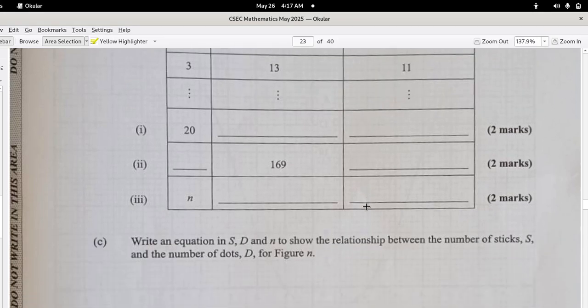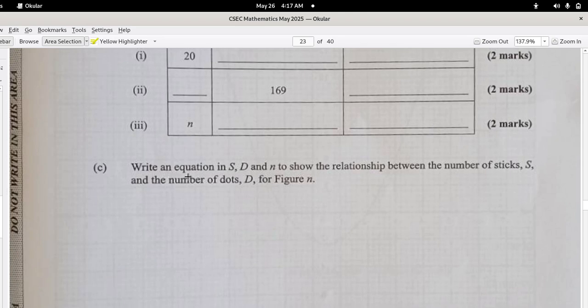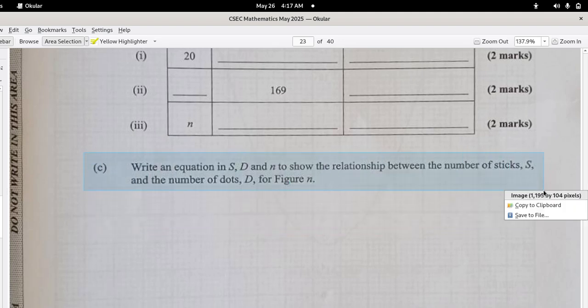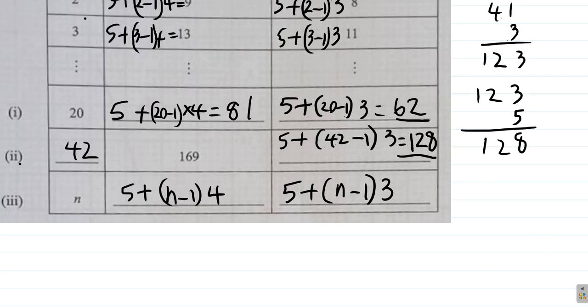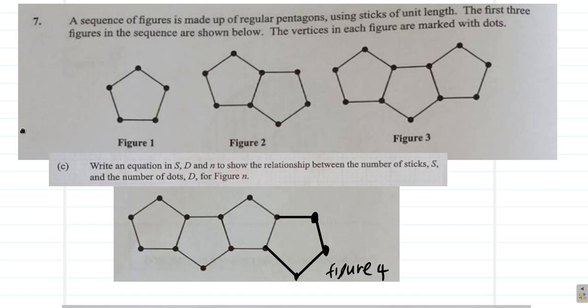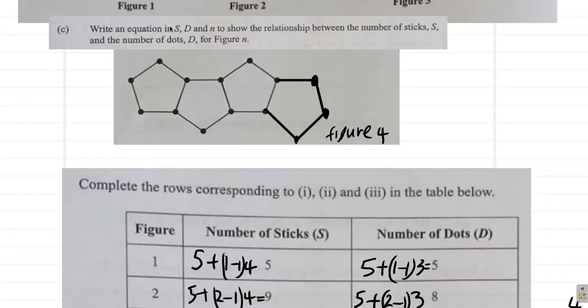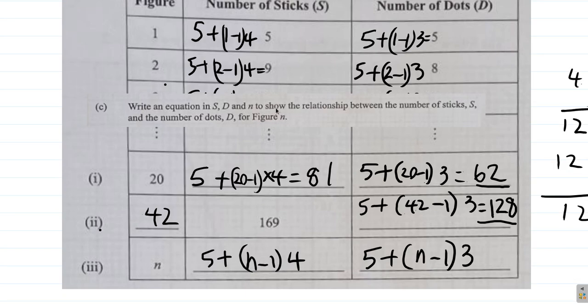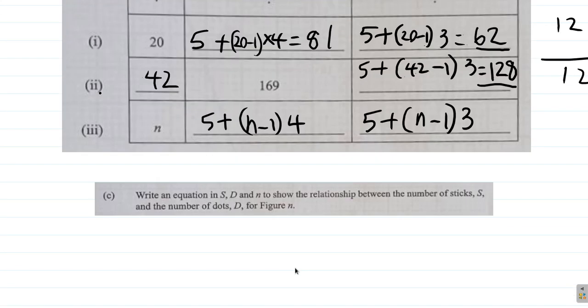Let us see what else is here. Write an equation in S, D, and N to show the relationship between the number of sticks S, number of dots D for figure N. Let's copy and paste this over here. Alright, it is right here. Just drag it down. So we have this equation. Number of sticks.